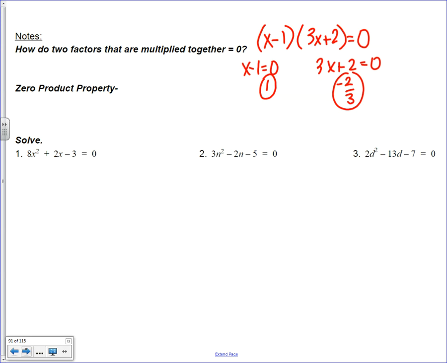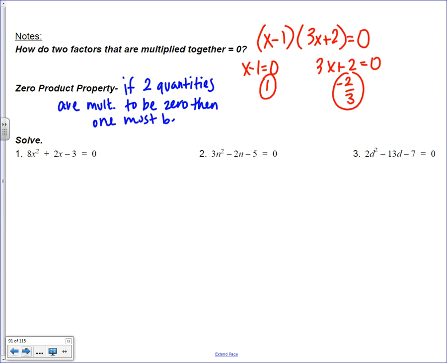We've had this before, but the zero product property says if two quantities are multiplied together to be 0, then one of them must be 0. The only way to multiply to 0 is for one of the factors to be 0.